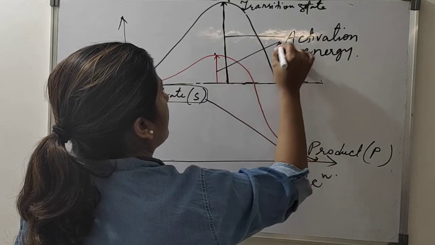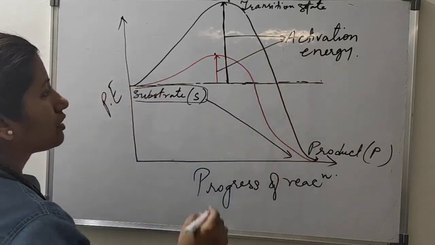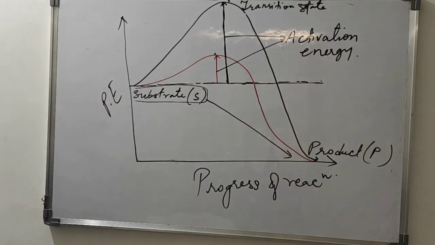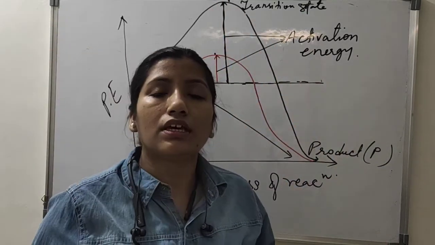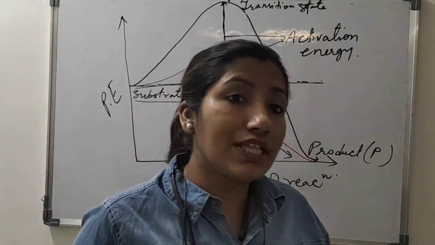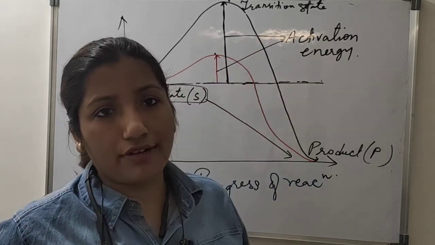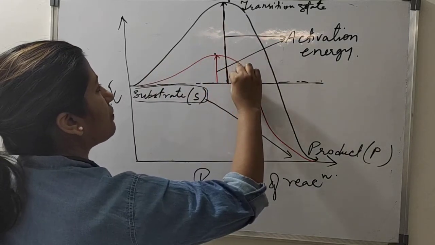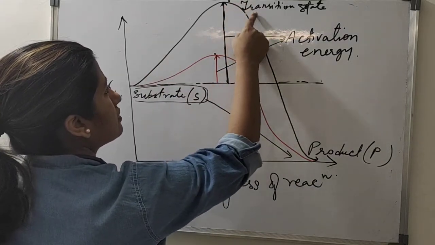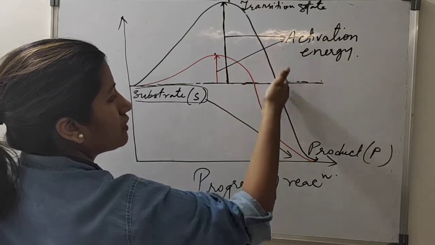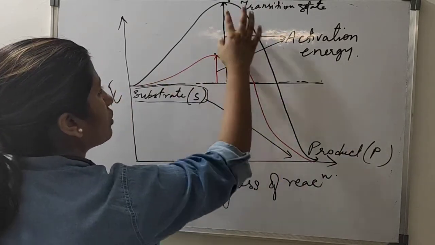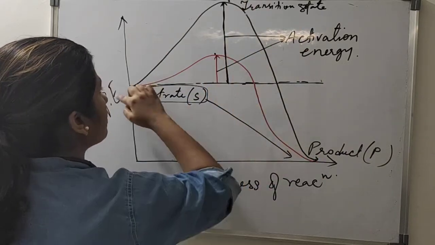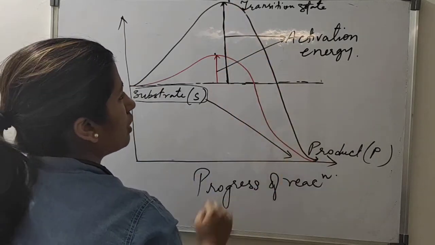So this line and this line, the distance between the potential energy and the peak is the activation energy. The black graph represents the transition state taking place without enzyme. If enzyme is not there, the substrate will take lots of activation energy to transit, that means to convert into a product. It will take lots of activation energy and lots of time. So the progress, you can see, takes lots of time to turn into a product.